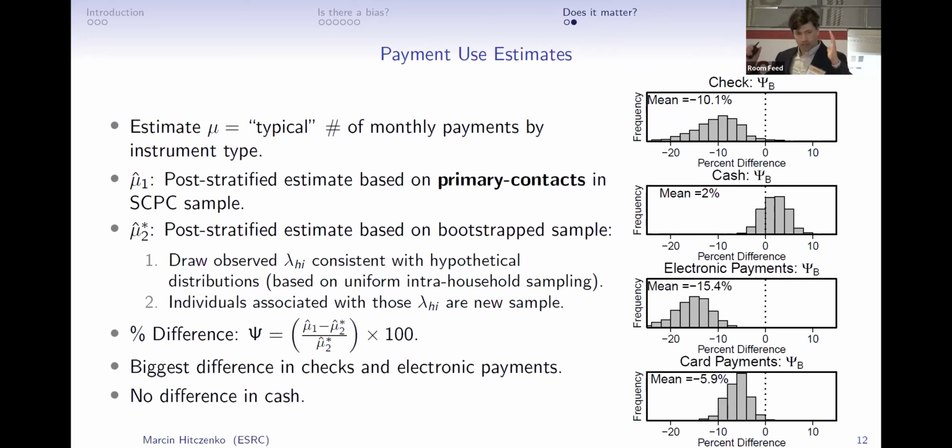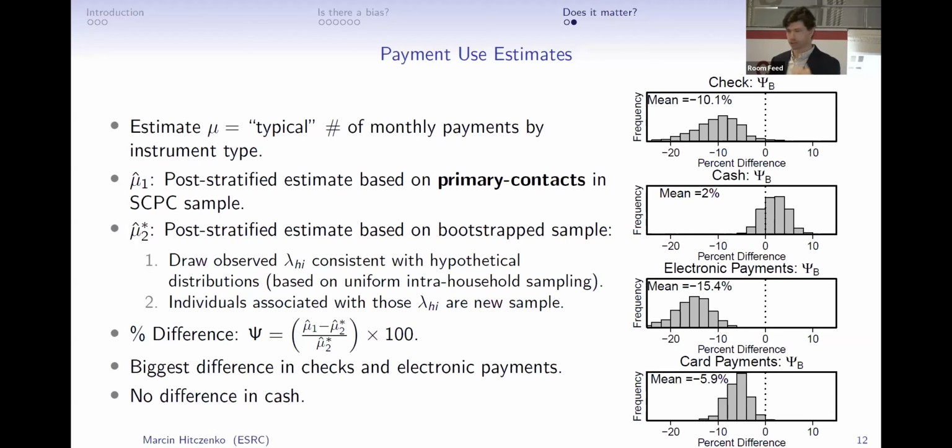And again, our first estimate is going to be just based on our observed sample, our primary contacts. We'll post-stratify using household size, gender, and a variety of other factors to get an estimate mu hat 1. And mu hat 2 will do the same thing, but on a bootstrapped sample. The essential idea again is that we're going to bootstrap the sample by selecting lambdas in such a way that the sample distribution of lambdas matches what we would expect if the intra-household sampling were fair. So we're sort of unskewing the lambdas. There's a lot of ways we can do that.